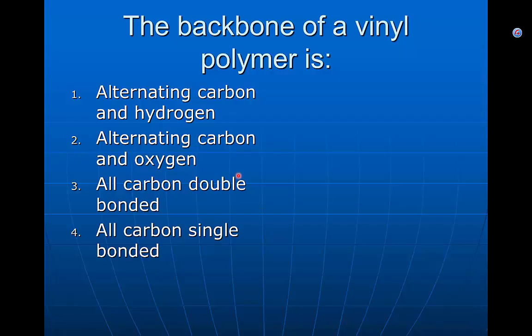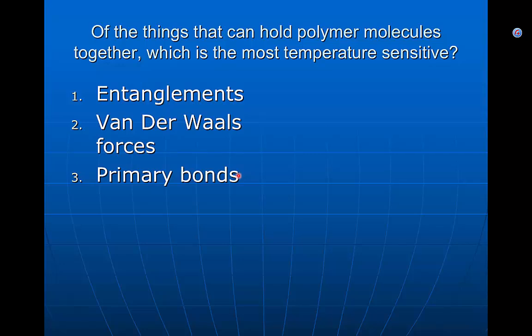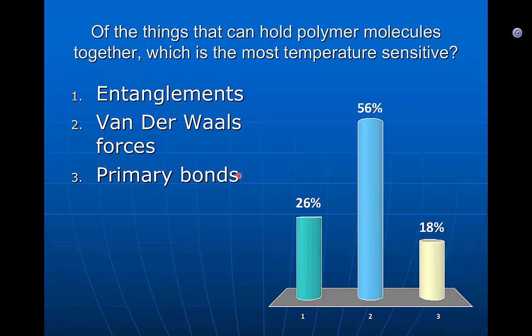A couple questions for you. The backbone of a vinyl polymer is, you should know, all carbon single bonds. We're just going to play with the side groups. Okay, the things that can hold polymer molecules together, which is the most temperature sensitive? Primary bonds aren't affected much. Entanglements are physical, right? As long as the polymers aren't broken down, they're not going to be affected. It's your van der Waals forces that are going to really be sensitive to temperature. And so that's how you're going to see the temperature sensitivity of polymers.